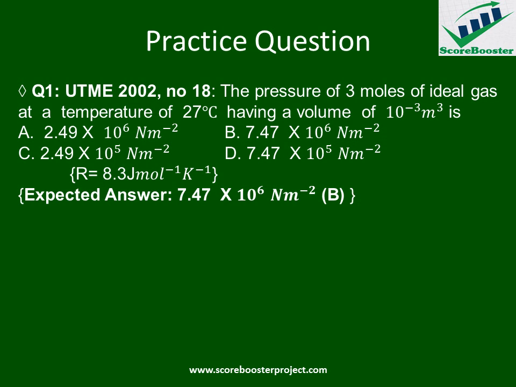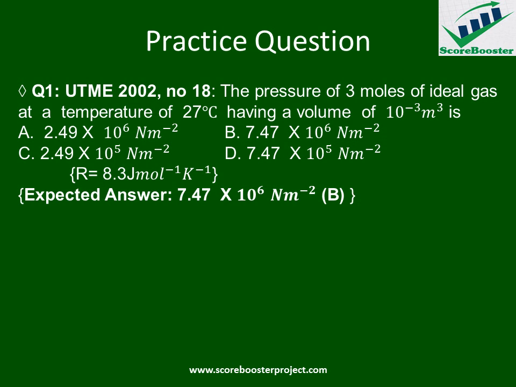Now on to practice question, and the question here for your practice comes from 2002, number 18, and the question goes thus: the pressure of 3 moles of ideal gas at a temperature of 27 degrees Celsius having a volume of 10 raised to power minus 3 meter cube is dash. I repeat, the pressure of 3 moles of ideal gas at a temperature of 27 degrees Celsius having a volume of 10 raised to power minus 3 meter cube is dash.